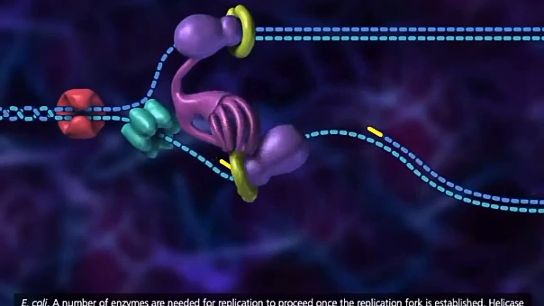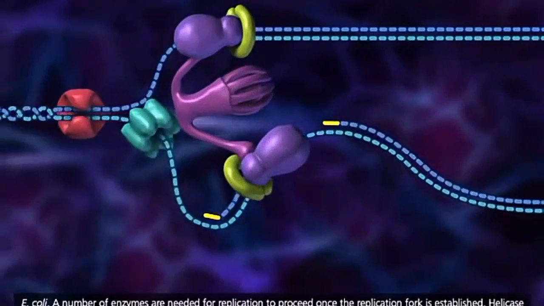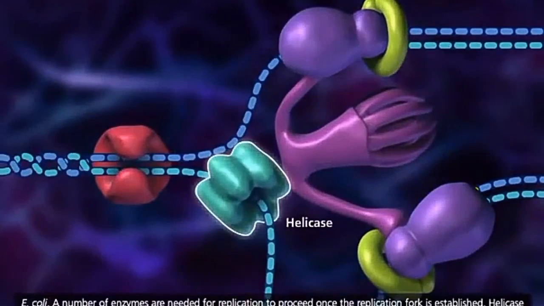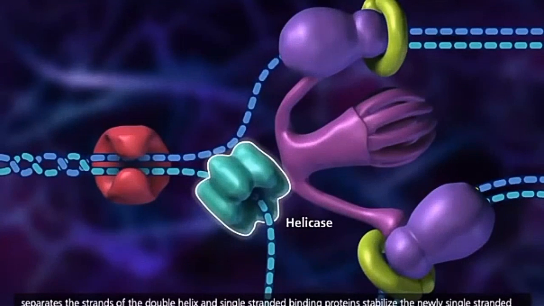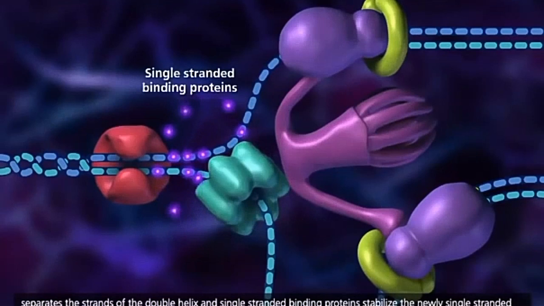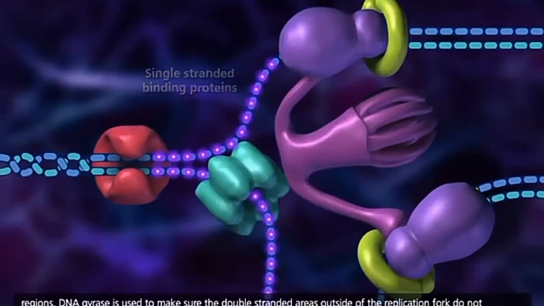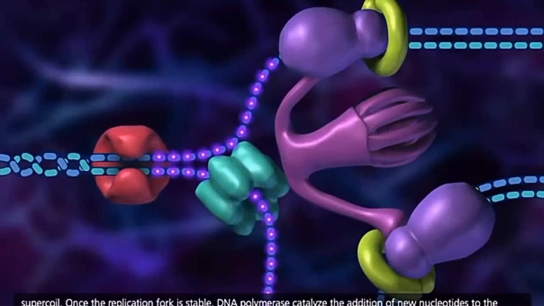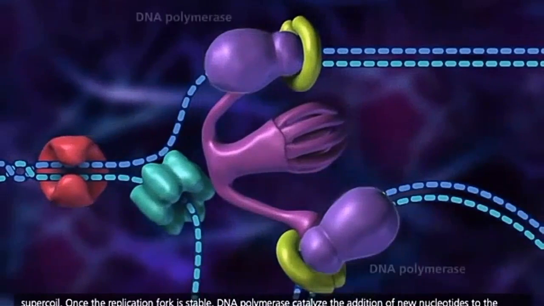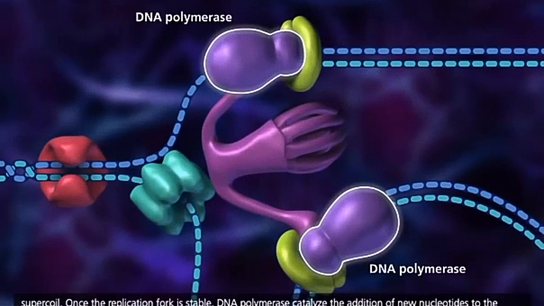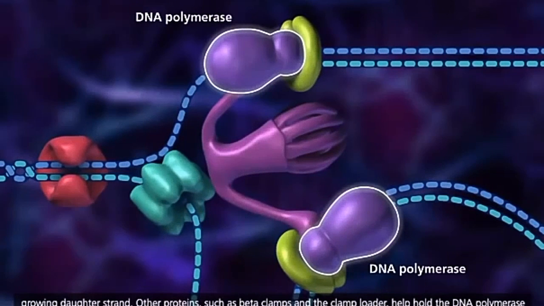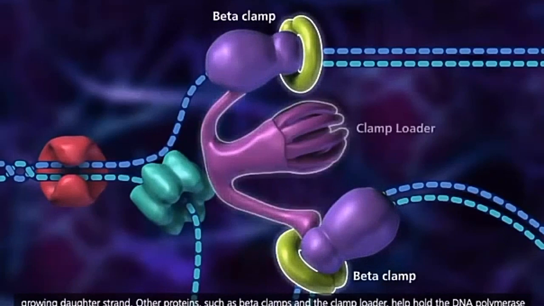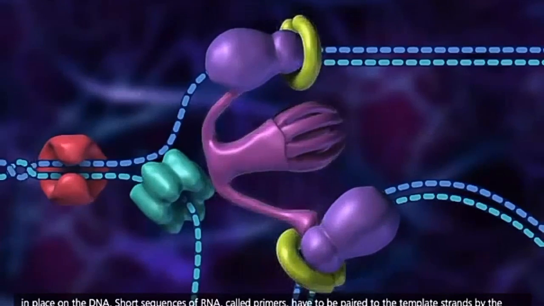A number of enzymes are needed for replication to proceed once the replication fork is established. Helicases separate the strands of the double helix, and single-stranded binding proteins stabilize the newly single-stranded regions. A gyrase is used to make sure the double-stranded areas outside of the replication fork do not supercoil. The replication fork is stable. DNA polymerase catalyzes the addition of nucleotides to the growing daughter strand. Other proteins, such as beta clamps and the clamp loader, help hold the DNA polymerase in place on the DNA.